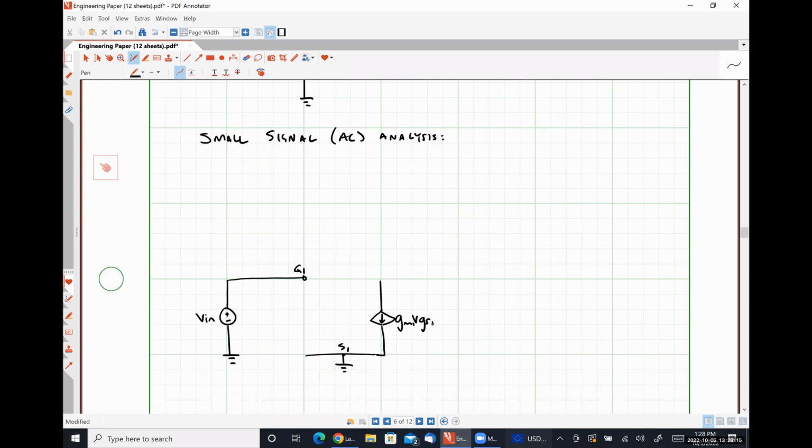GM1, VGS1. This is our voltage, VGS1. Here's R01. And this is our drain for transistor 1, where we're measuring our output voltage. For transistor M2, we're going to have something similar.